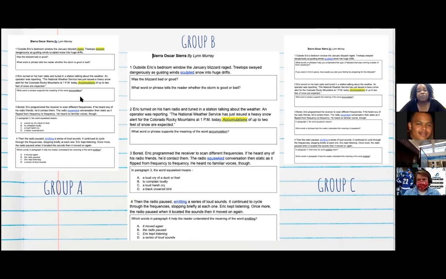Now, group C received the same type of activity. They received the same type of questions. However, theirs is an open-ended question. So if you notice that all of the activities are the same, it is just leveled according to the need of each of the learners.